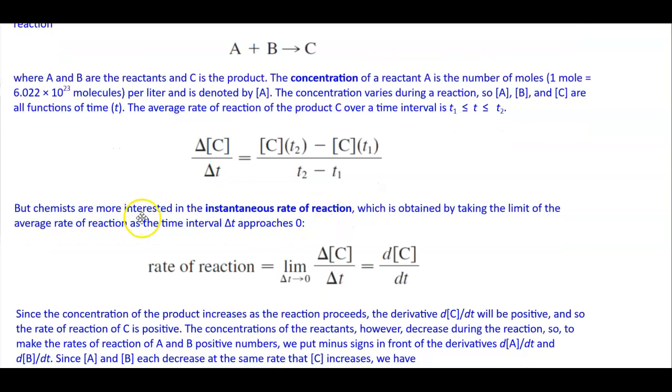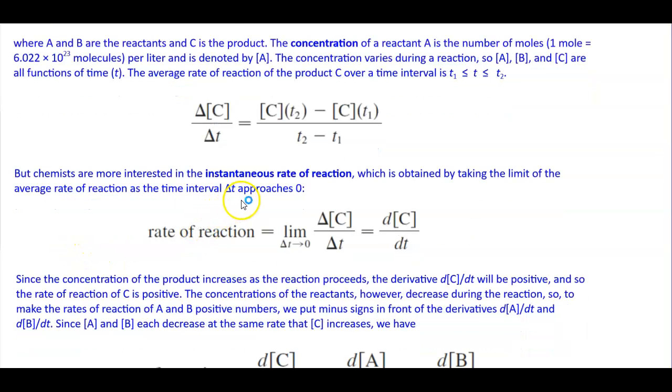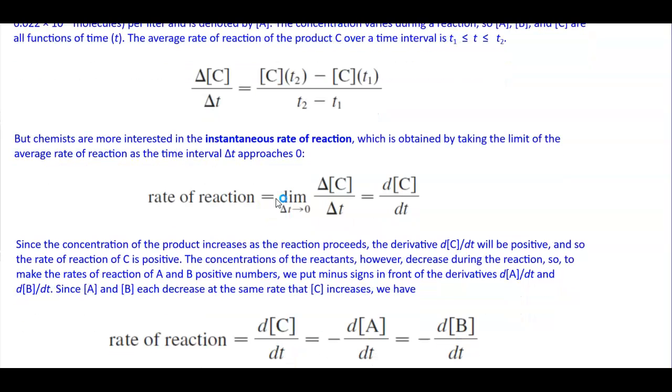But chemists are more interested in the instantaneous rate of reaction, which is obtained by taking the limit of the average rate of reaction as the time interval, the change of t, approaches 0. So the rate of reaction is equal to the limit as the change of t approaches 0 of the change of C over the change of t, which is equal to the derivative of C with respect to t.